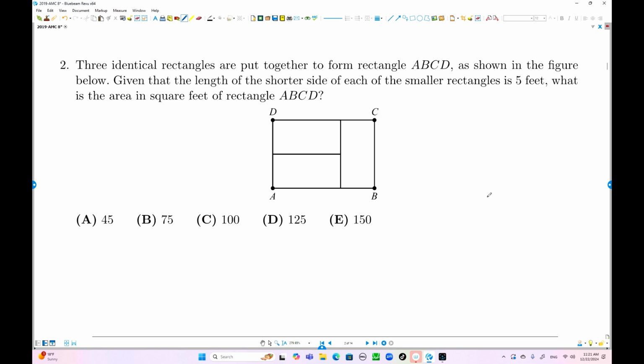Yeah, they're all congruent, identical, right? Same size, same shape. Okay, smaller over here. Shorter side of the rectangle is 5. This is 5. That's the given. What's the area in square feet of rectangle ABCD? Oh, we need to write width times length. This is already 5. This is also 5. This is also 5. So this length is 10, right? So the area of each rectangle is 50. We have 3 of these, so 50 times 3 is 150, the answer, okay?